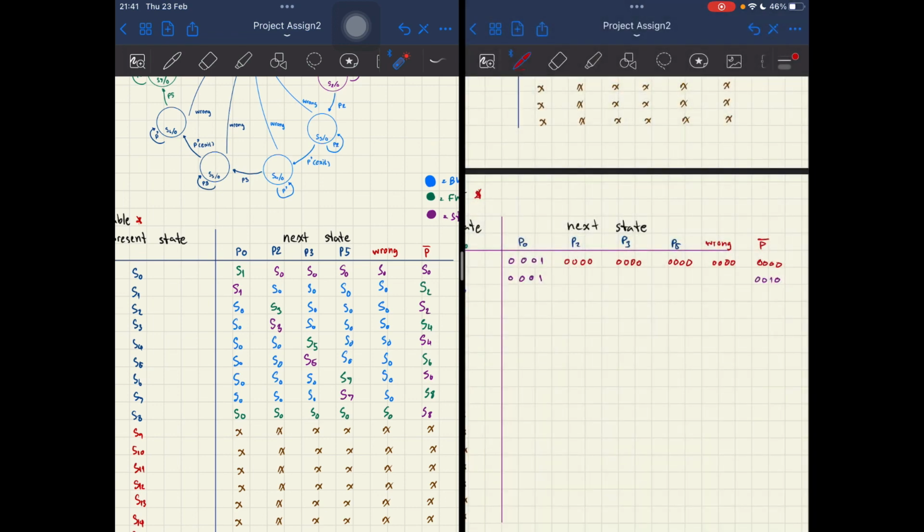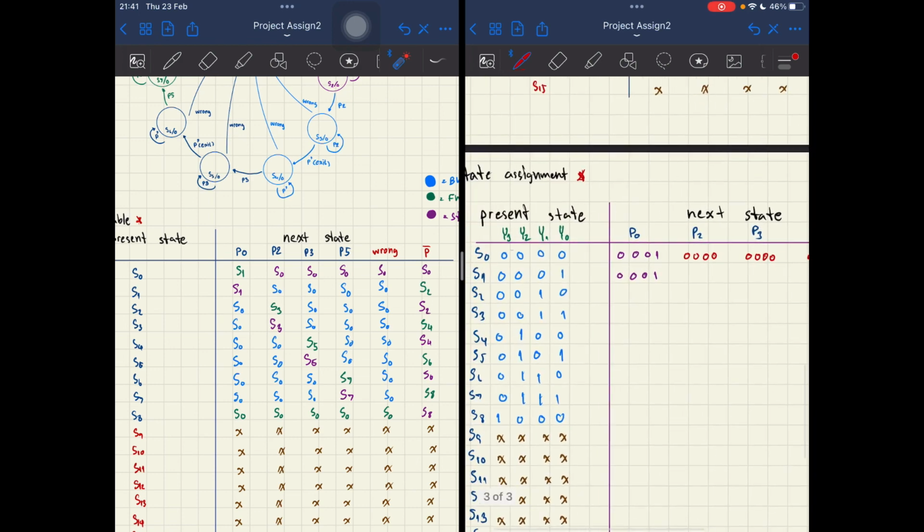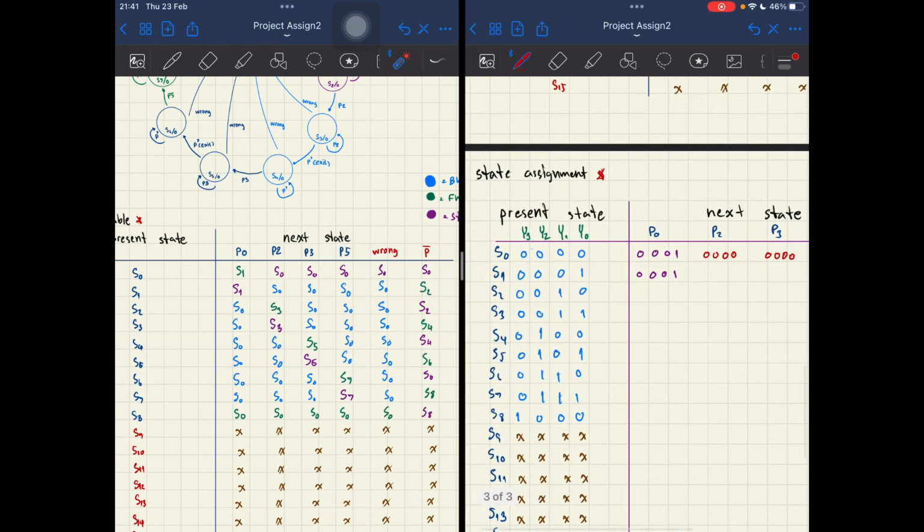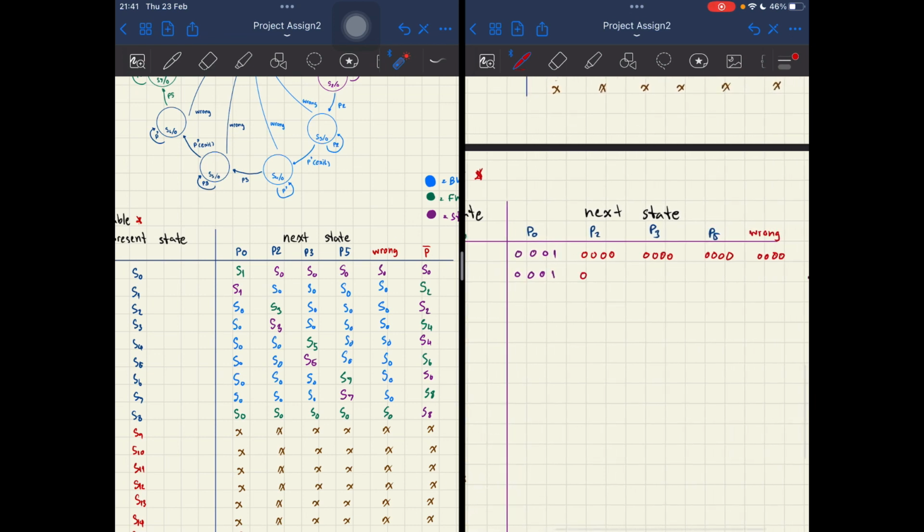And then for the wrong case, it will go back to state 0. So it means go back to state 0. Our state 0 is 0, 0, 0, 0, here, right? So it is 0, 0, 0, 0.